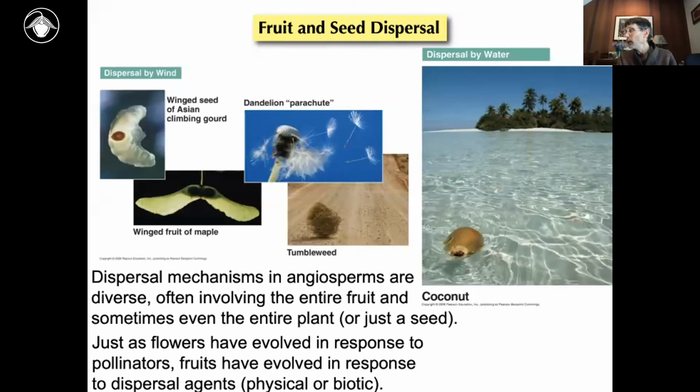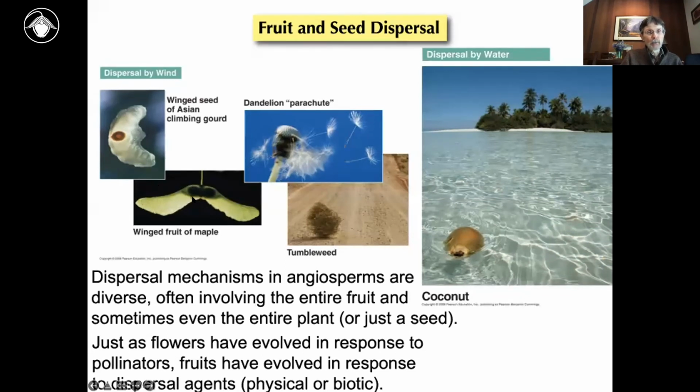How are we doing? Okay, so I just want to make a few final points about fruit and seed dispersal. As I mentioned, the dispersal mechanisms in flowering plants are super diverse. And here we can see examples where different elements of the fruit were involved in dispersal. Here, an individual seed is the dispersal unit. In this Asian climbing gourd, we have a winged seed that has this expanded seed coat, very much like a glider, that's released into the environment.